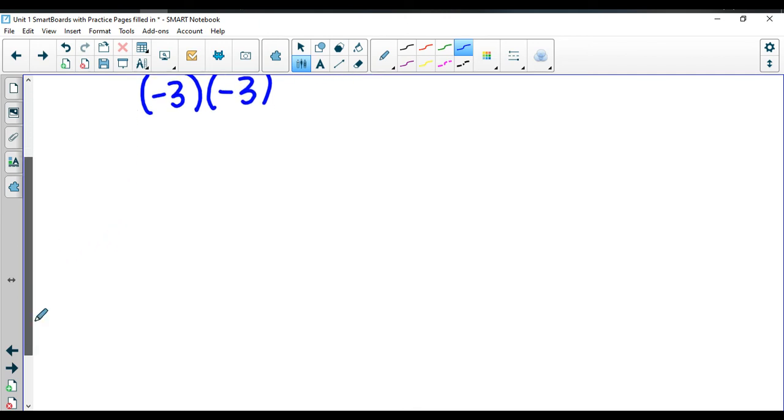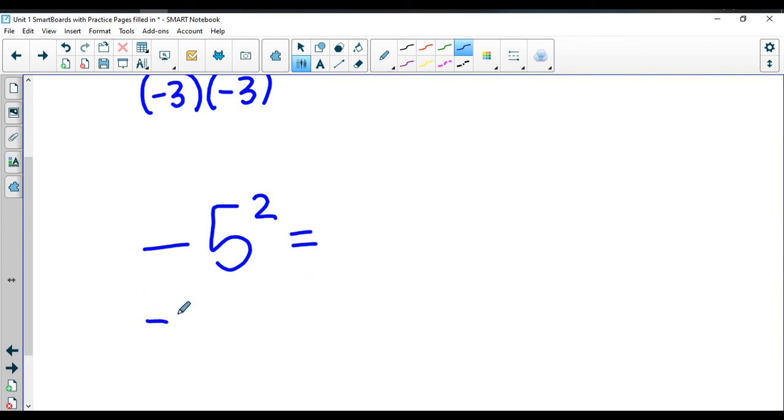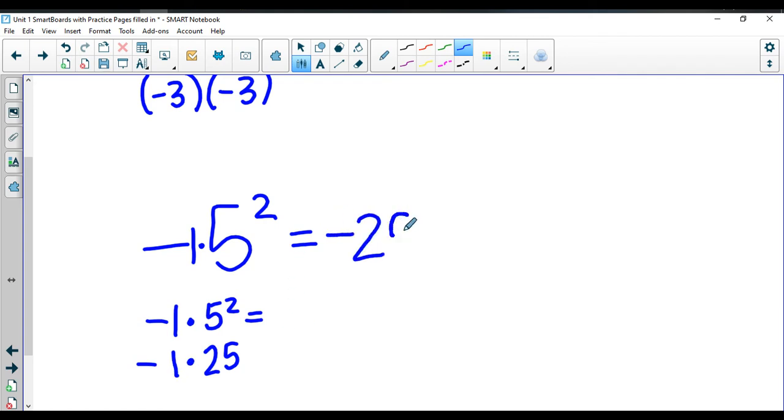Next example, what would you get if you had negative 5 squared? This one's that scenario where we have negative 1 times 5 squared. It's kind of like invisible math. The 1's right there. So 5 squared is 25 times the negative 1, which will give you negative 25 for your answer.